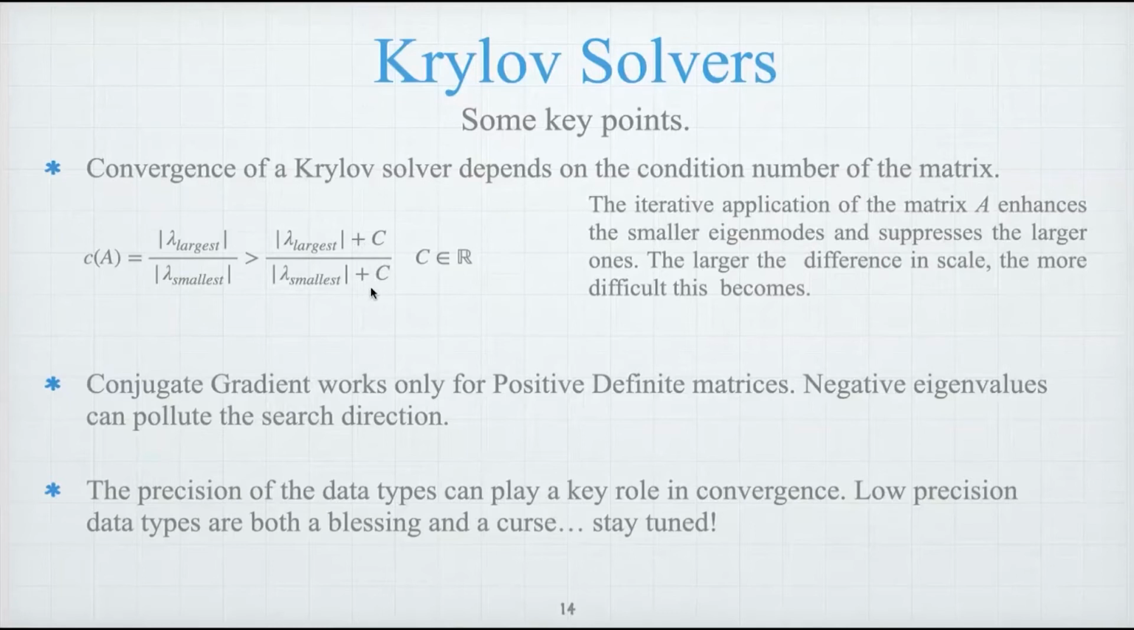Just a quick note, the conjugate gradient only works for positive definite matrices. Well, it works best for positive definite matrices. If you have some negative eigenvalues, they can really play around with how the search space works. If you get it really bad, then it won't converge at all. But conjugate gradient is quite robust. In general, people say it only works for positive definite matrices. Negative eigenvalues can pull the search direction.